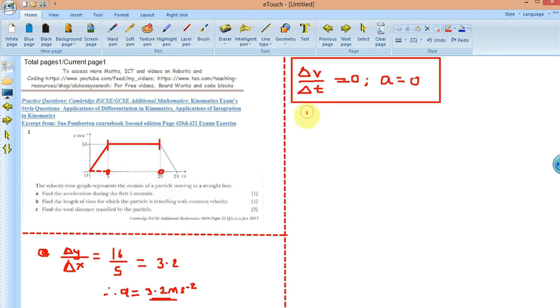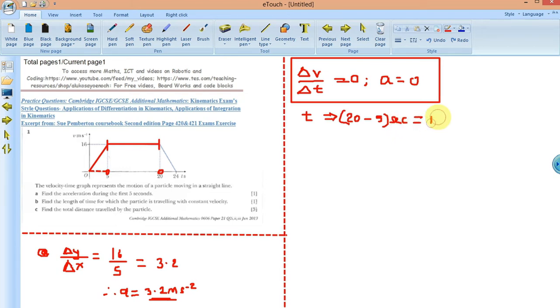So the time is, why don't you use implies? Yeah, that is 20 seconds minus 5 seconds. So let me just put seconds. So that gives us 15 seconds. And you said it's uniform. Is it uniform motion? Yeah, okay, uniform motion. So this is uniform. Okay, cool. So that's the solution to that one mark.